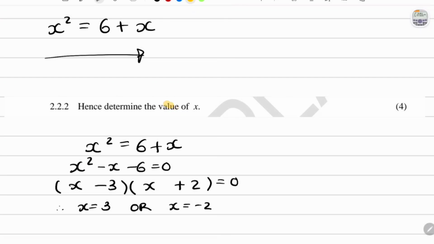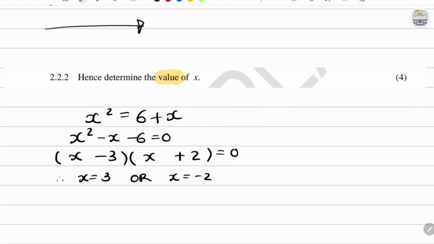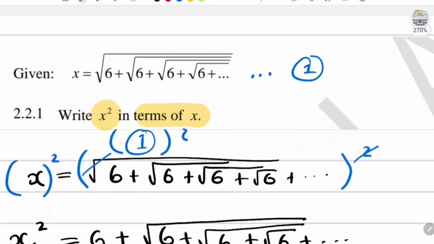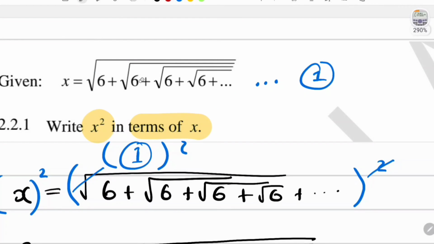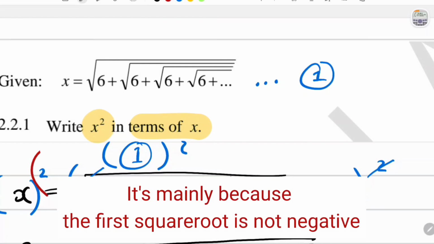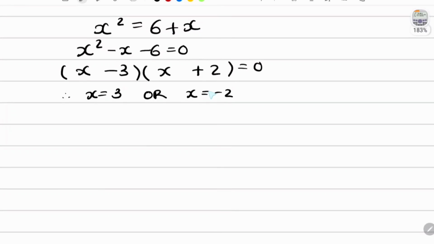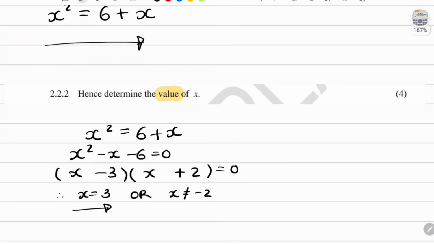Remember, they said write down the value, not values, value. And even if you look at what x was, because x has a definition, it said the square root of 6 plus the square root of 6. Nowhere was there a negative here. And this cannot even become negative, because every number inside the square root is a positive number. So it's impossible for it to be negative. So I'm going to cancel out this answer, because I know that x can definitely not be negative, and therefore x is equal to 3 only. Okay, so that is that question.